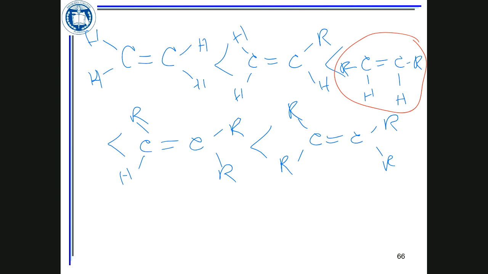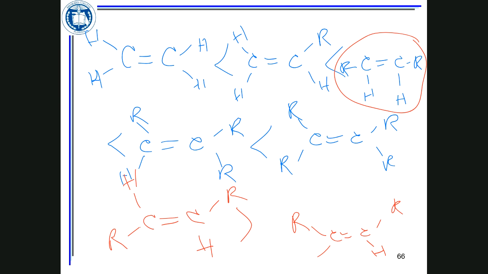Now, what about when you have two R groups? When you have two R groups, you have two conditions: two R groups on opposite sides or two R groups on the same side. Basically, you have cis and trans. Which one is more stable? Trans is going to be more stable than cis.